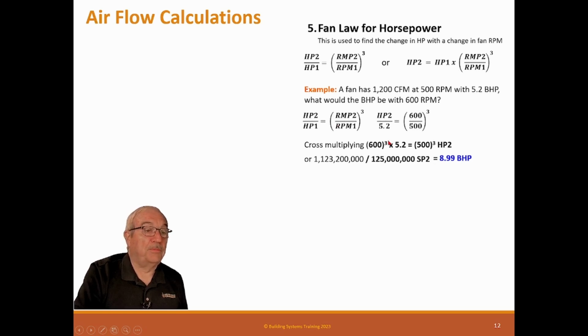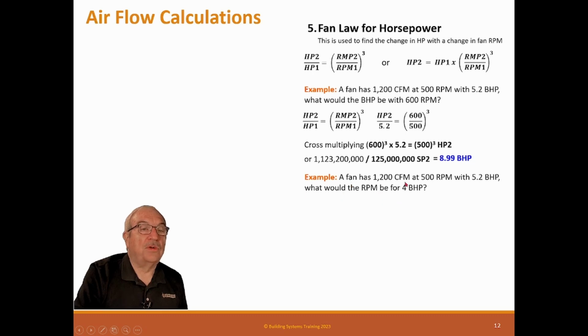So remember when we were fooling with this before, we just took a little bit of RPM up, and we took it up to 0.58 brake horsepower. Now it's really moving up. It's a lot. So instead of 5.2 brake horsepower, it's 8.99 brake horsepower. So before you might have had a 7.5 horsepower motor. Now you're going to need a 10 horsepower to do that. So this is why this fan law is helpful.